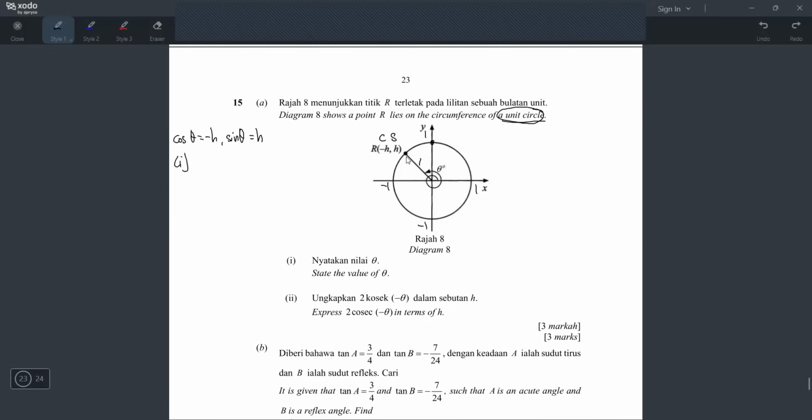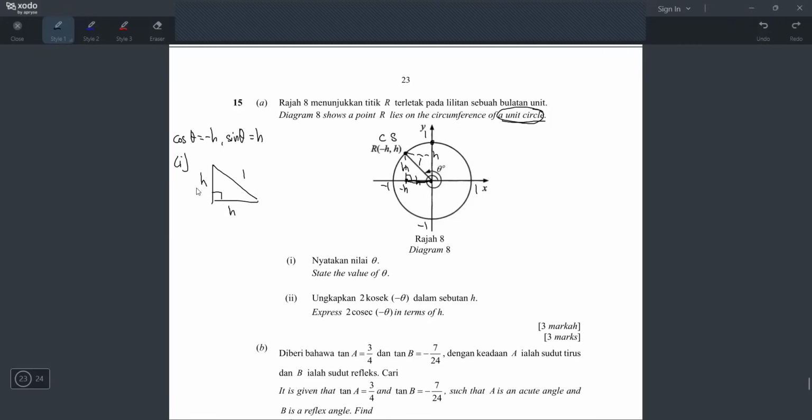How to find H? Well, if you draw a line down here, you will get a 90 degree, and the distance from here to here will be H, right? The reason why is because when the x coordinate is negative H, it means this is negative H. But if I just want the length, I will not take the negative. So the length is just H. And then the y coordinate is H, so the height here is H. So we have a right angle triangle that looks like this. H, H, 1. And then this is 90 degree.